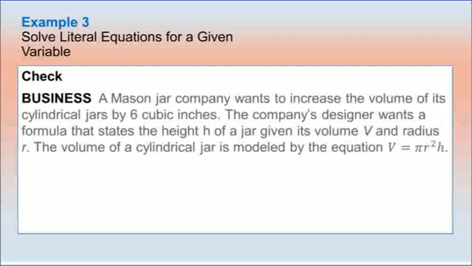Next, a mason jar company wants to increase the volume of its cylindrical jars by 6 cubic inches. The company's designer wants a formula that states the height h of a jar given its volume V and radius r. The volume of a cylindrical jar is modeled by the equation V equals pi times radius squared times the height.